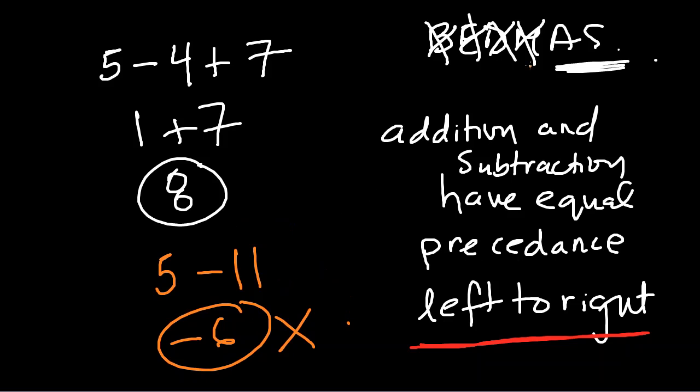So the key to remember here is division and multiplication come before addition and subtraction. Okay, but division and multiplication have equal precedence, so you have to do them from left to right. And same thing with addition and subtraction. Addition and subtraction have equal precedence, but you have to do it from left to right. And this left to right rule only applies to division and multiplication and addition and subtraction. With the brackets and exponents, you do them as you would regularly.